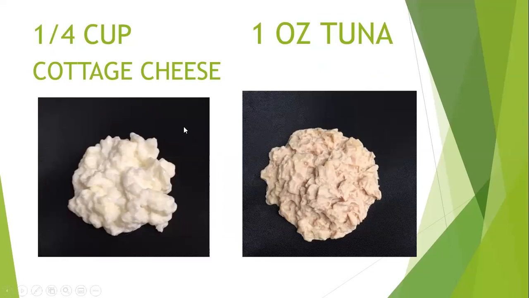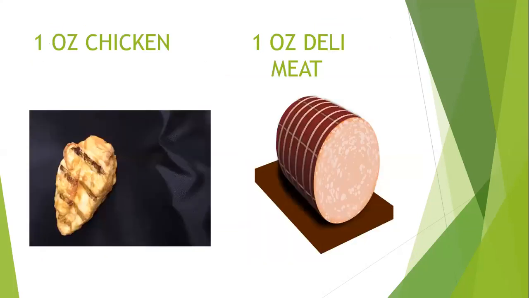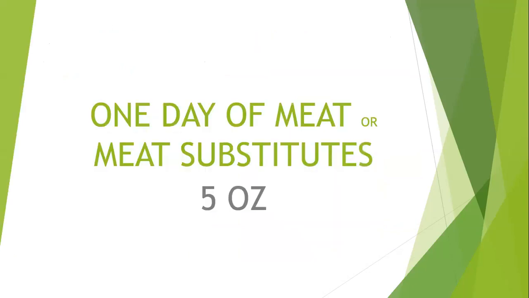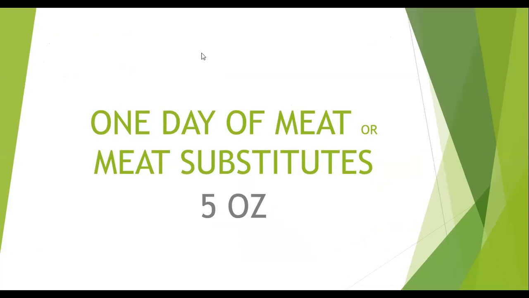and these are more or less medium fat. If you get the low fat or fat-free cottage cheese, I'm sure the serving size is a 1/2 cup. 1 ounce of chicken, 1 ounce of deli meat. Both of these are considered 1 meat exchange. So 1 day of meat or meat substitutes, you can have 5 ounces.